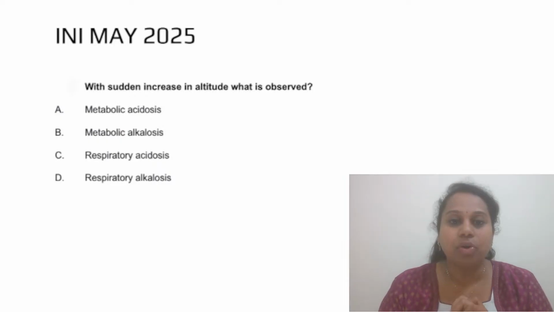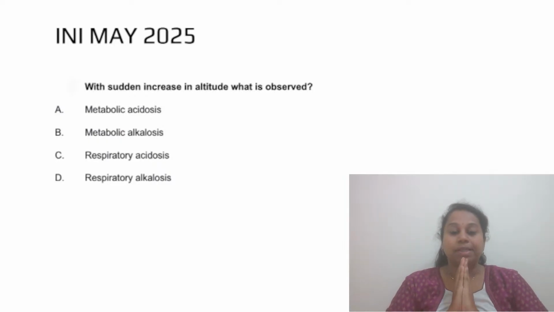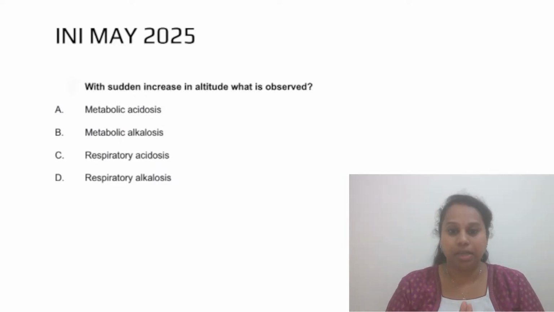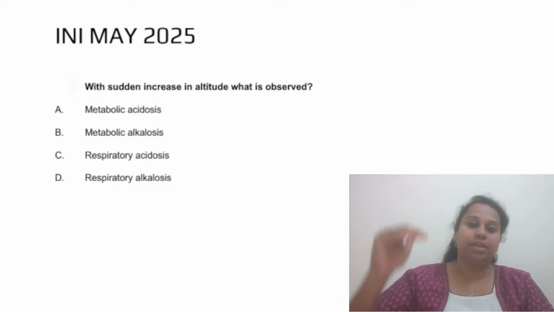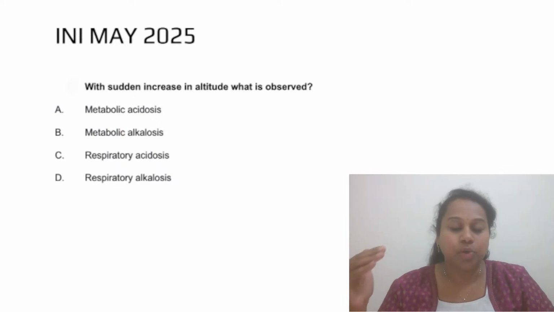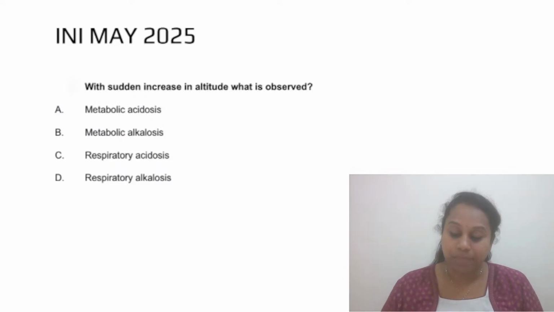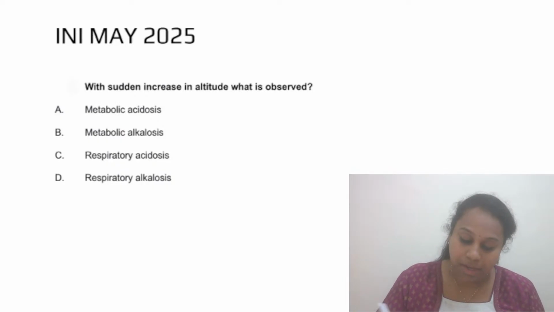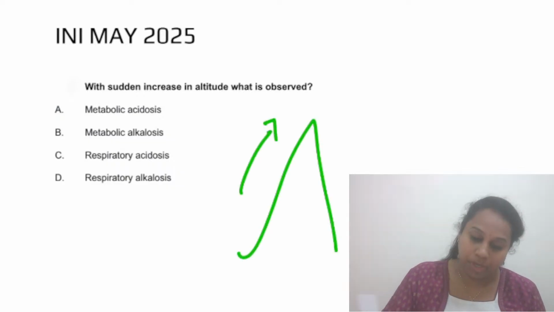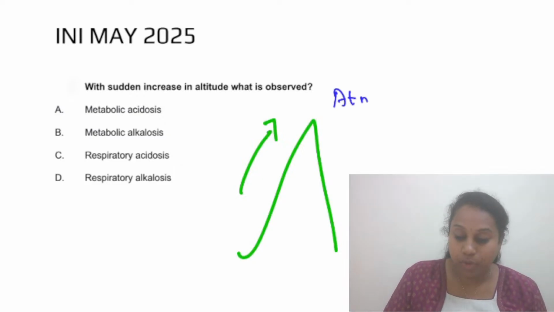So this was a question on high altitude. What is the sudden change happening in high altitude? When you go to high altitudes, a high altitude place means on top of a mountain. What is the change that is happening as you go higher and higher? As you go higher and higher on top of a mountain, the atmospheric pressure is less.